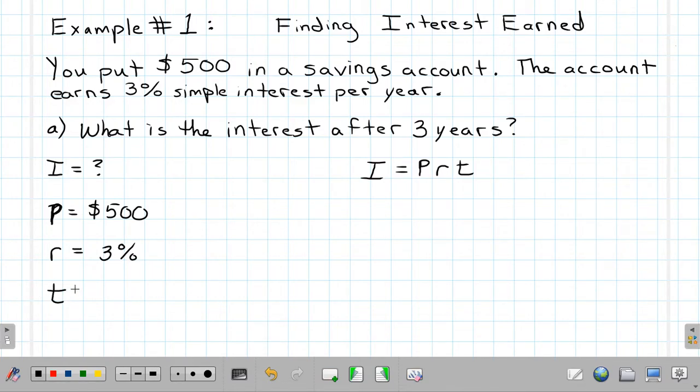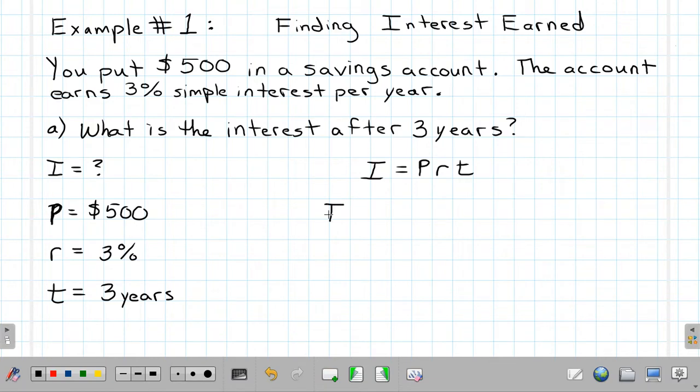And lastly, and this is the easiest thing to recognize, but as you'll see in a later example, it might get a little difficult to actually get the right number here. But in this case, what is the interest after 3 years? So the time that you're wanting to talk about here is 3 years. So in this case, we don't know I, we know P, R, and T, so we plug into our formula.